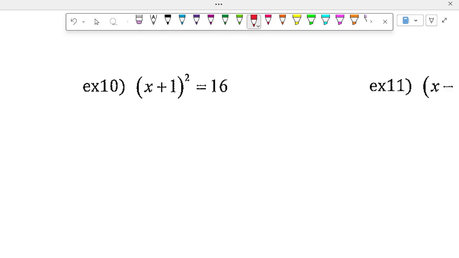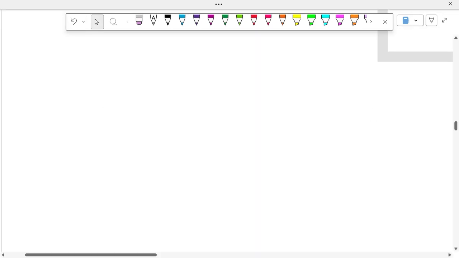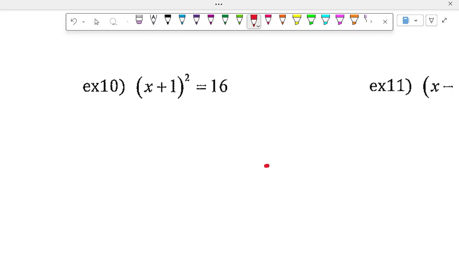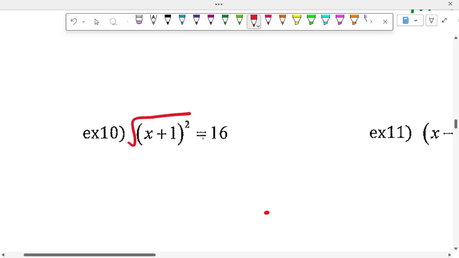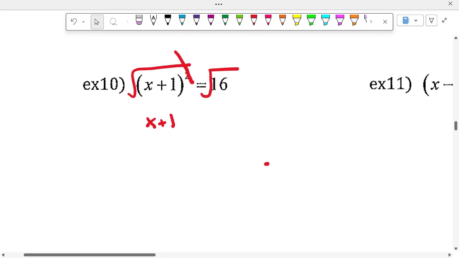So what do I have to do first? Square root both sides. I hate when it does that. So we're going to square root both sides, because remember, the square root on this side is just going to get rid of that little 2. So we're still left with x plus 1. And then what's the square root of 16? Not just 4. Plus or minus 4. Don't forget the plus or minus when you're solving.